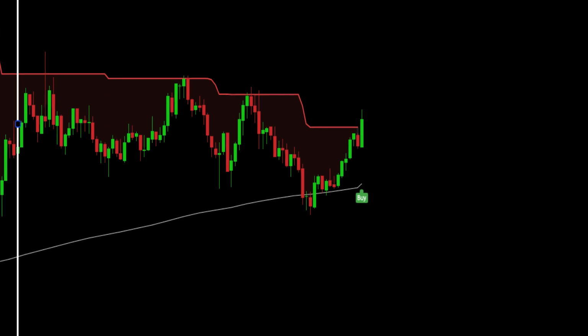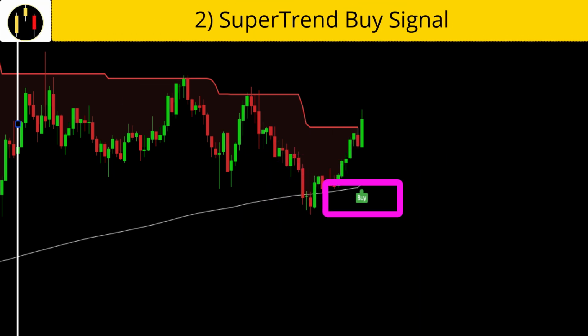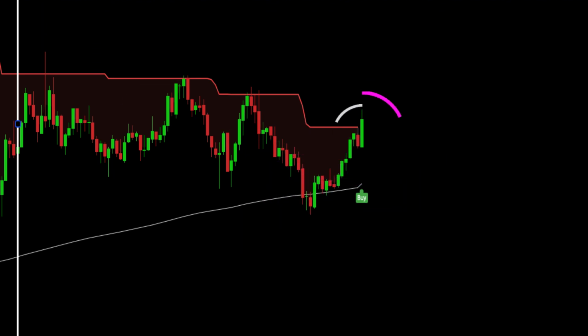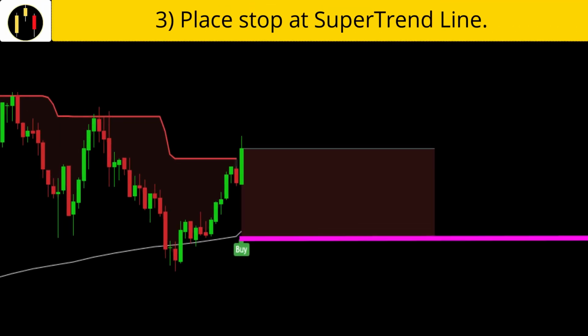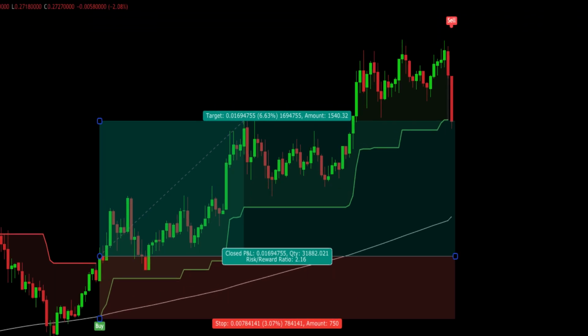The rules to enter on the Super-Duper SuperTrend are: first, price must be above the double EMA. Second, we are looking for a SuperTrend buy signal. All of that happens on this candle here. This is our trigger. We place our stop below the trigger candle at the SuperTrend line, and we exit the trade when the SuperTrend sell signal appears either in profit or at break even. And we book the trade on the close of this candle with a profit factor of 2.16.